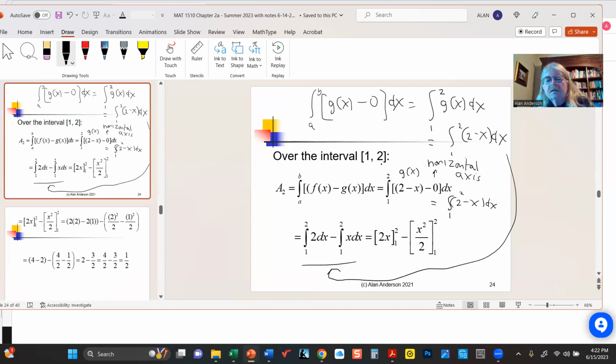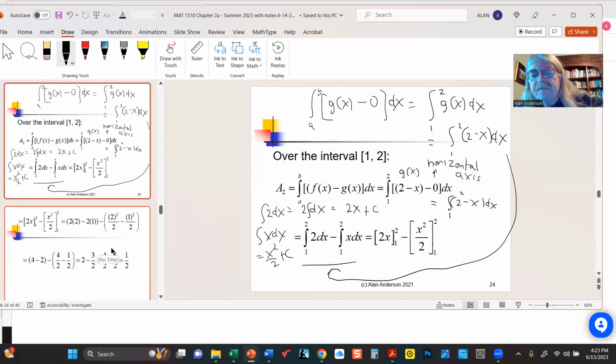Now, this one, oh, sorry, 2 dx, that would be 2x plus c if it were an indefinite integral. And of course, this one here, just plain x, would be x squared over 2. So anyway, when we evaluate these, we have 2x evaluated from 1 to 2, and we subtract from that x squared over 2 from 1 to 2. Now we just plug in some numbers.